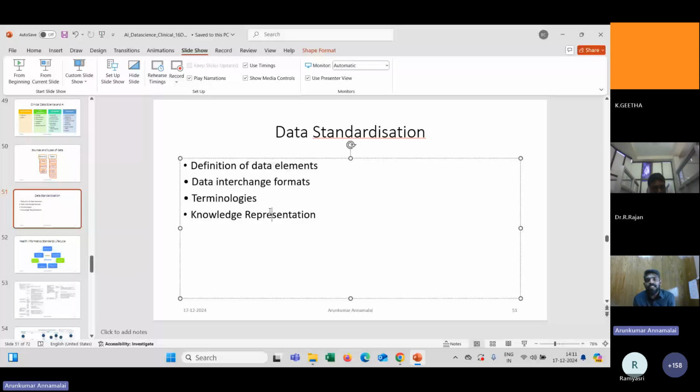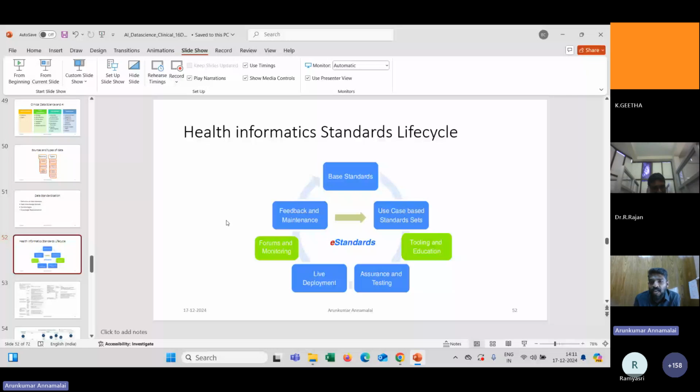And this is our health informatics standards life cycle. So we have the base standards based on which we build use case based standards. Any healthcare domain will have base standards, but when you take cancer, they have their own standards, and those standards differ between different types of cancer. Breast cancer will be different, abdominal cancer will be different, and blood cancer will be quite different. So you have use case based standard sets, and then you do assurance and testing with those standards. You do live deployment, feedback and maintenance. In between, we are also working on the tooling and education of these standards and the forums and monitoring.